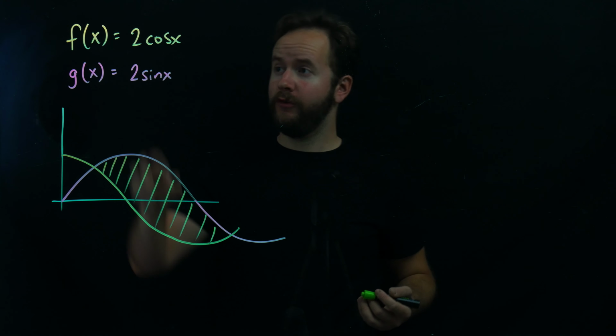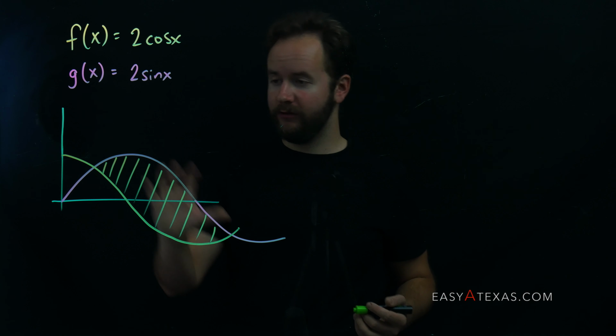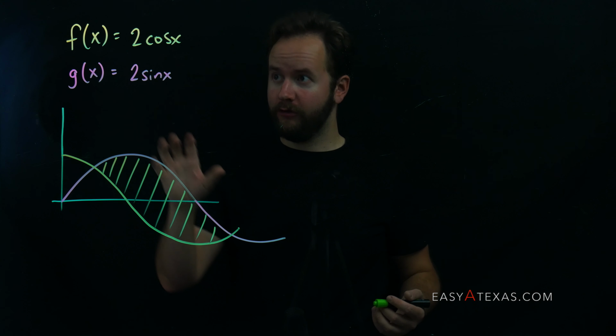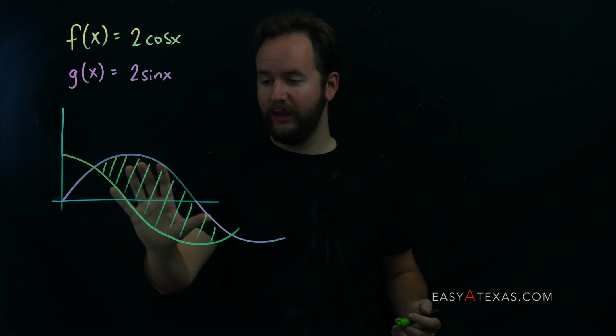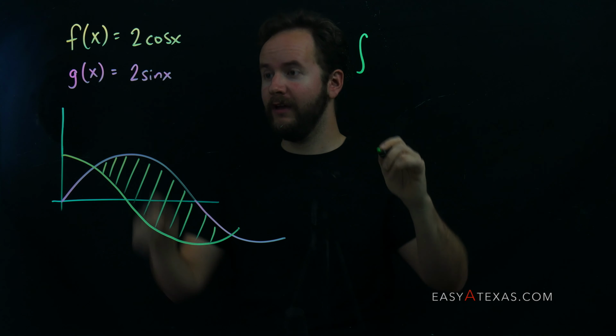We want to find the area between the two curves, 2 cosine of x and 2 sine of x. Notice it helps to know what this graph looks like. So sine of x is this pink curve, cosine of x is this orange curve, and the area we want between them occurs here. So we're probably going to be doing the integral of top minus bottom.